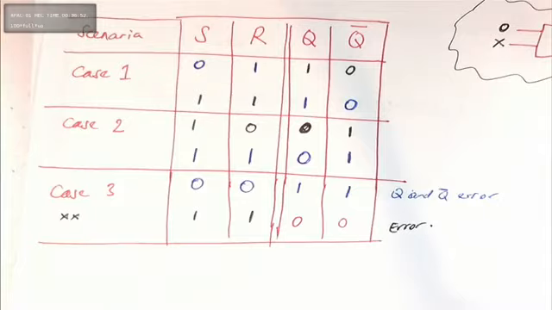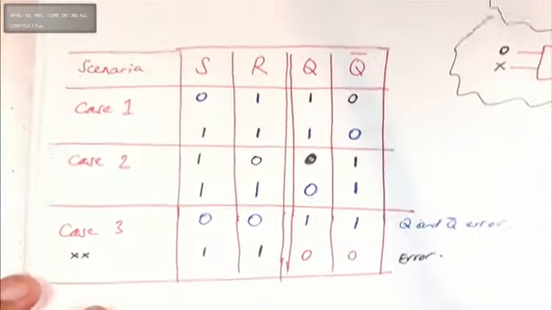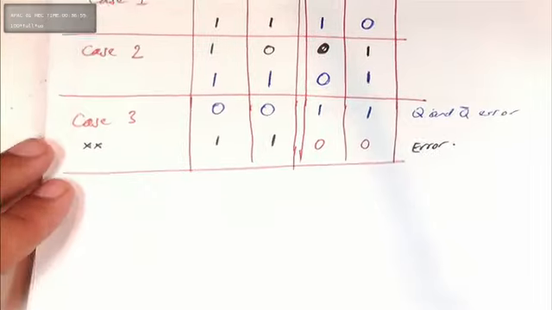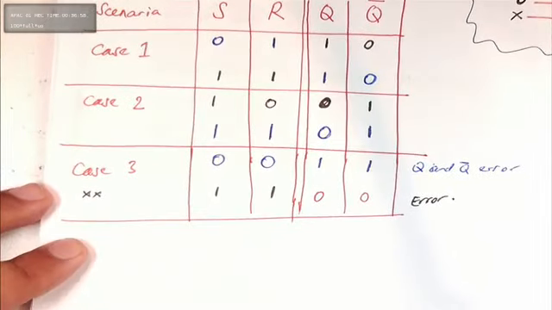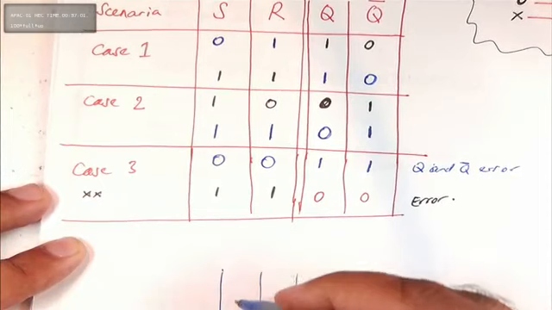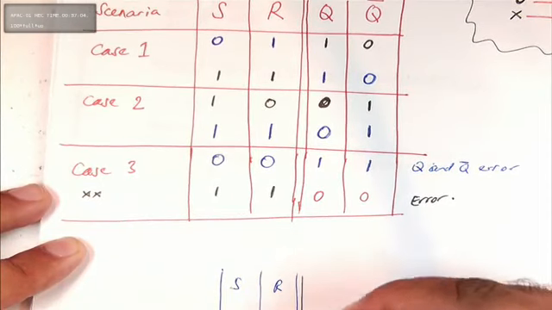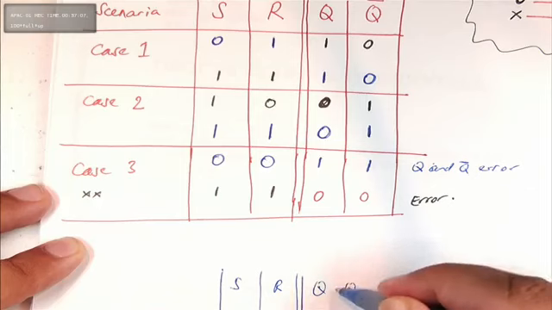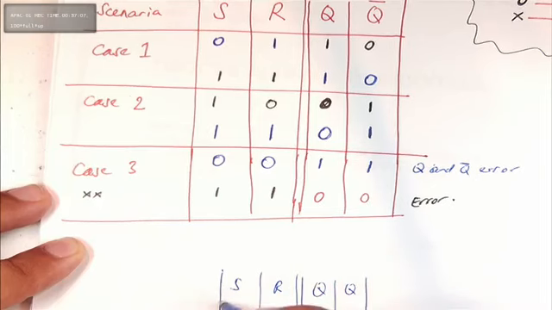So finally, let's draw our truth table. I'll tell you what we're going to do, how we're going to handle that. S, R, Q, Q bar: 0 0, 0 1, 1 0, 1 1.